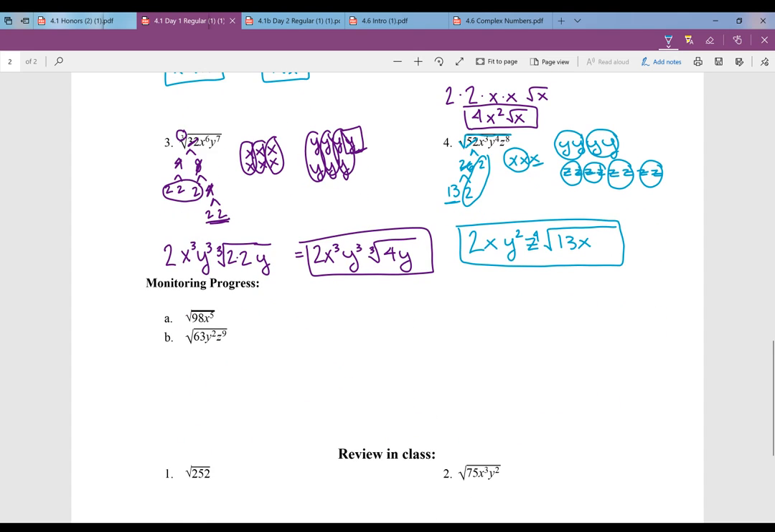Okay, now I want you guys to pause your videos and try these monitoring progress questions, and then unpause your video and see if you got the right answer. Okay, so the answer for part A, you should have gotten 7x squared times the square root of 2x. And for part B, 3y times z to the 4th times the square root of 7z.